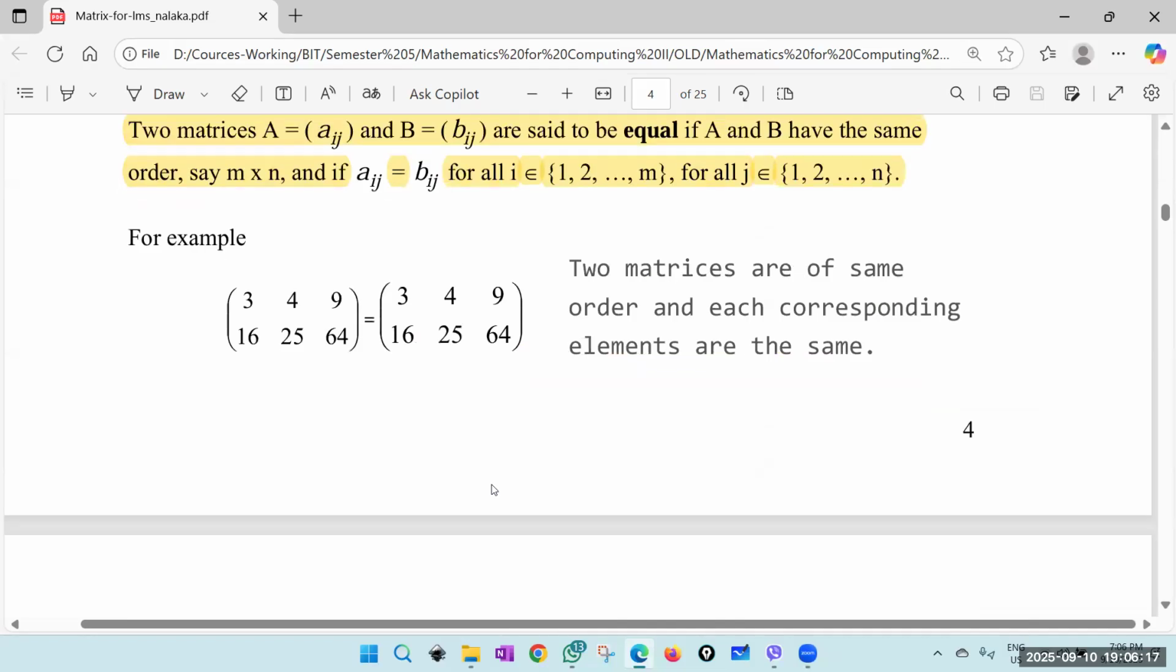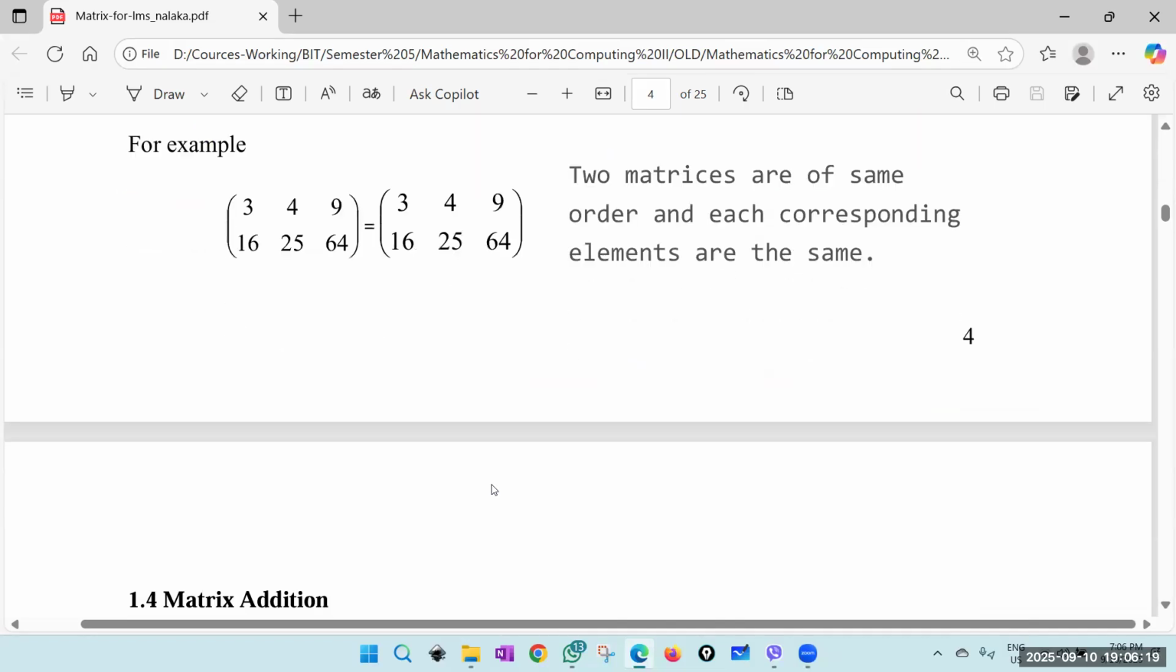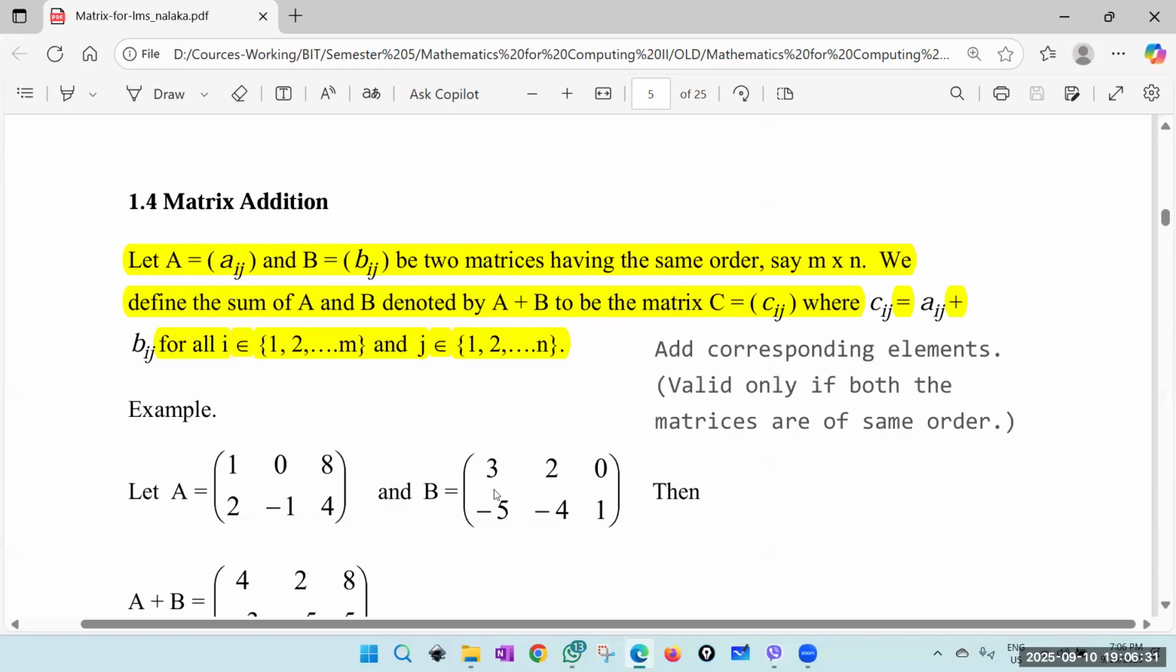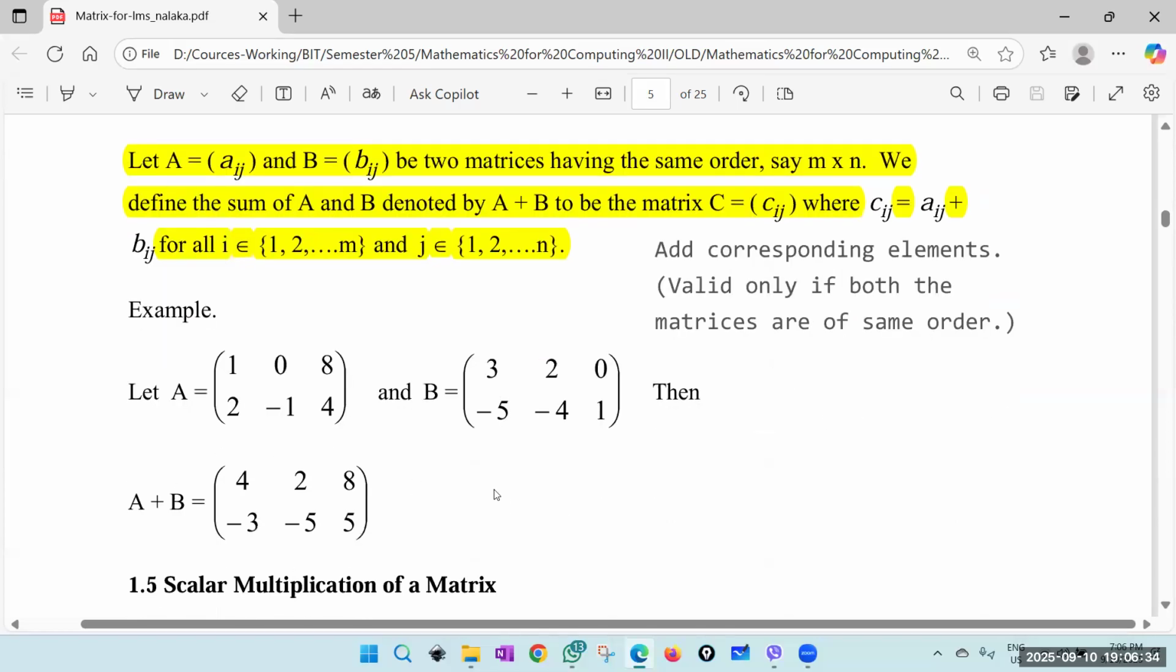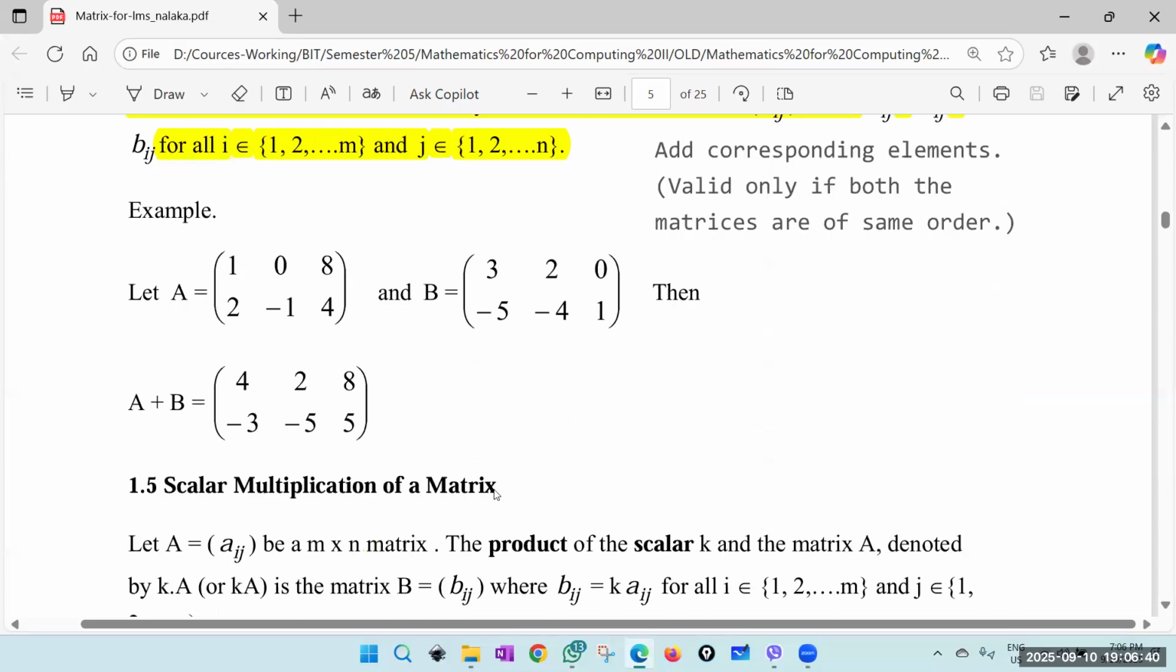Then we discussed what is meant by two matrices being equal. First of all, the order, the size, must be the same, and then each and every individual element must be identical, with Aij equal to Bij for all i and j. Then we discussed how to add two matrices. Only matrices of the same order can be added, and basically we add the individual corresponding elements. Aij plus Bij is Cij. Likewise, you need to explain it in a very abstract manner. That is good for your abstract thinking, right?